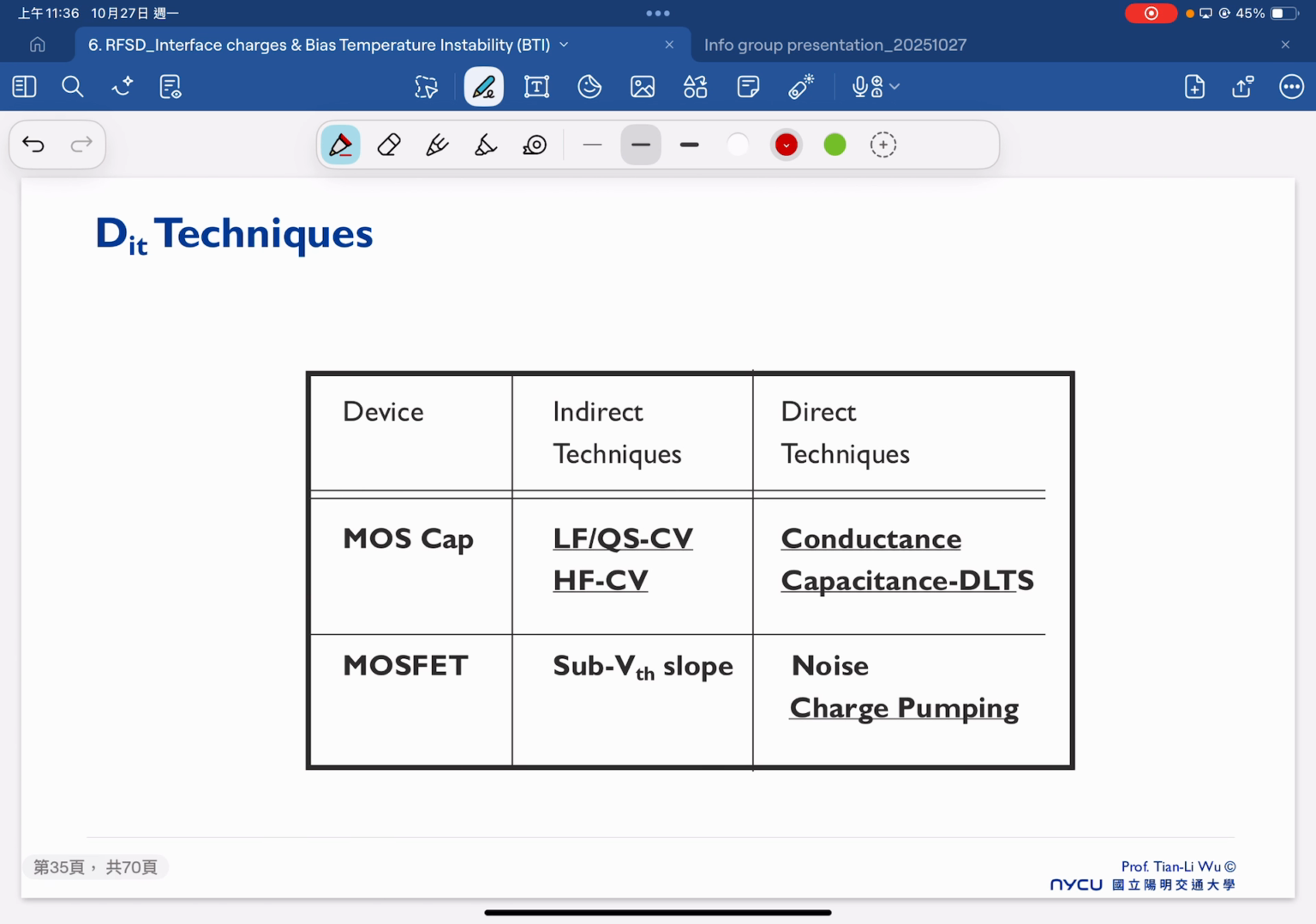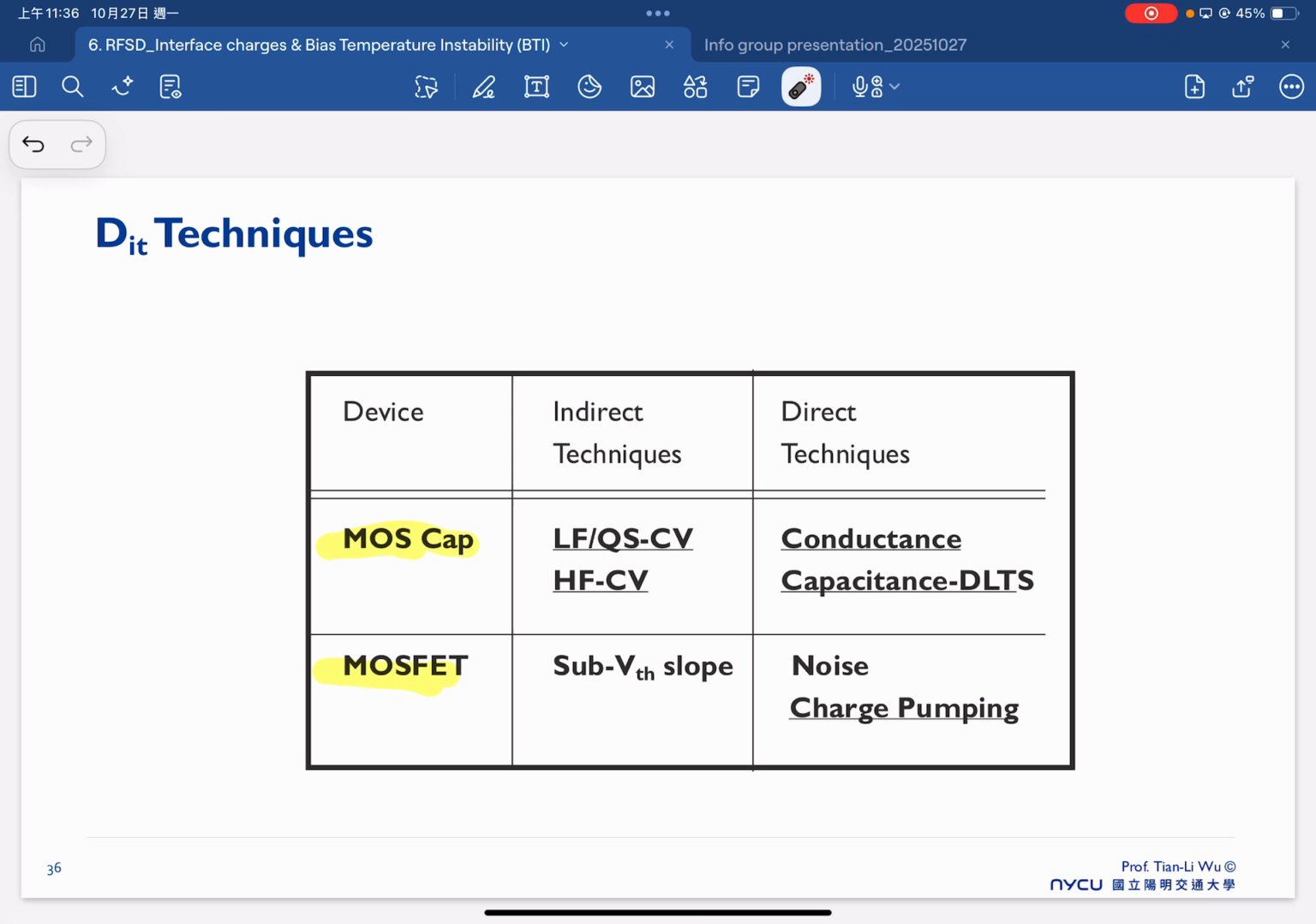So in here, when we consider the summary of the interface state density characterization, in general, we can divide it into two different categories. One is by using the MOS capacitor. Another one is by using the MOSFET here. So in the MOS capacitor, we have this CV measurement or conductance or capacitance DLTS. And then in the MOSFET, we can look at the subthreshold swing, or we can consider the charge pumping.